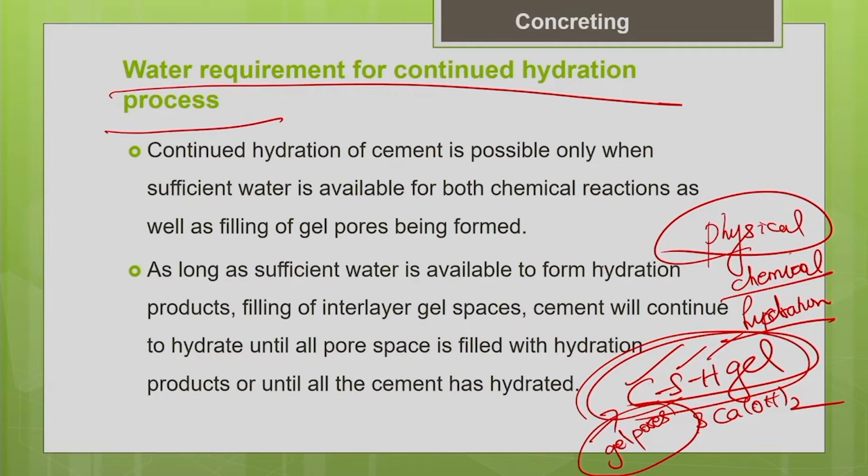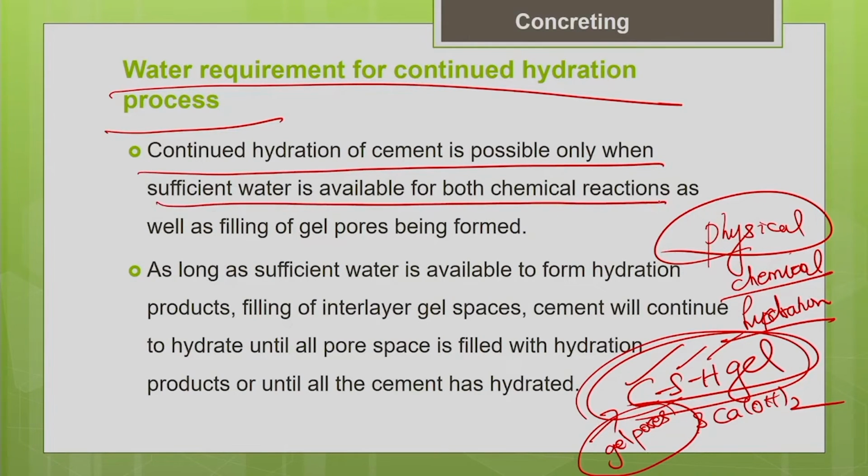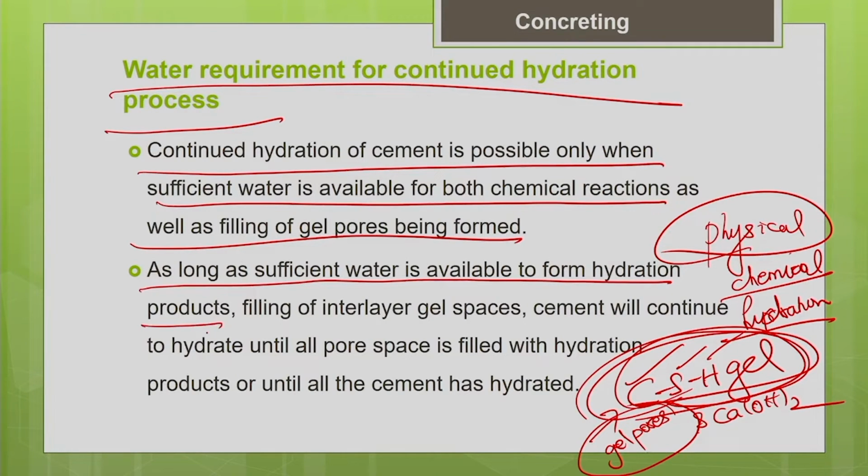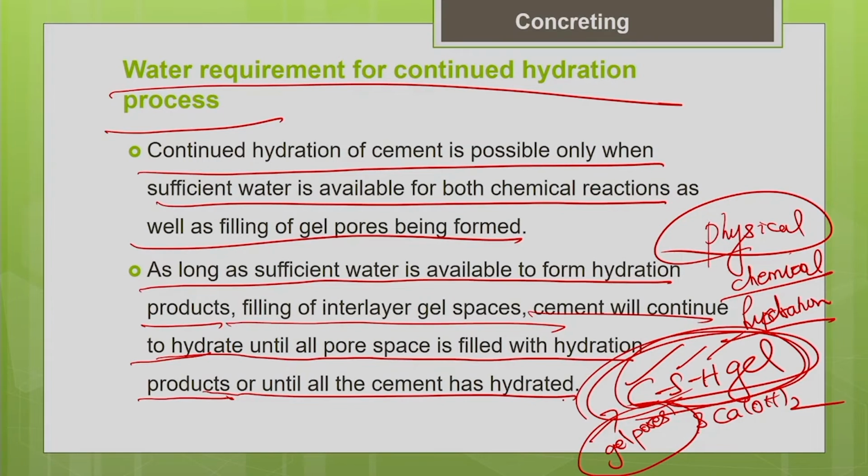Okay. So, continued hydration of cement is possible only when sufficient water is available, both for the chemical reactions as well as for filling up of the gel pores which are formed in the CSH gel, that is your hydration product. As long as sufficient water is available to form the hydration products and fill the interlayer gel spaces, cement will continue to hydrate until all the pore space is filled with the hydration products or until all the cement is hydrated.